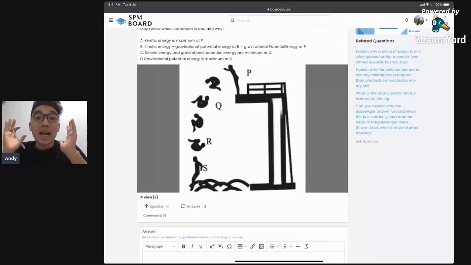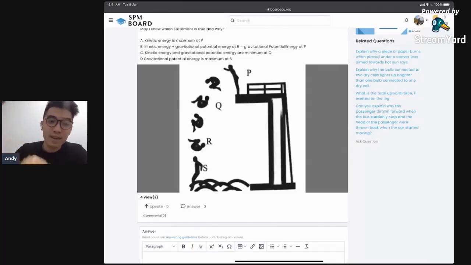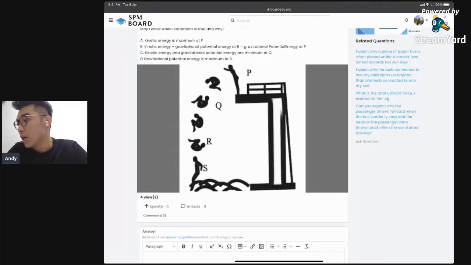But again, as a good student, we never decide our answer firsthand, right? The moment we see B as the answer, we know B is very close to the answer, or it's probably the answer itself, but we never really just dive in and choose B and move on, right? So that is something that we try to avoid. So let's look at C. Kinetic energy and gravitational potential energy are minimum at Q. I don't believe so, because this is a combination, right? The law of conservation. So you will still have a mix of energy between gravitational potential energy and kinetic energy.